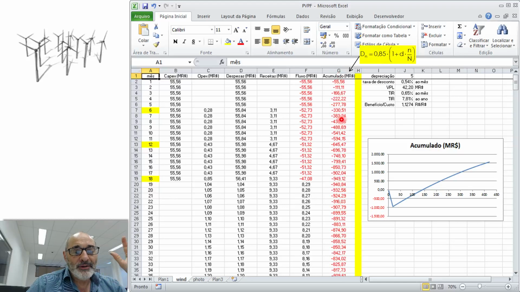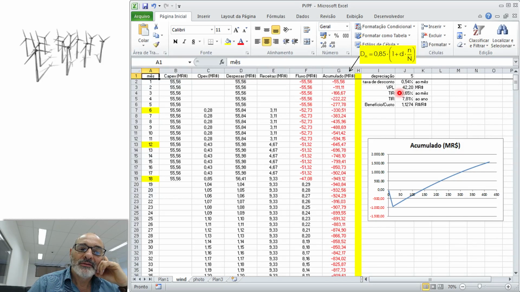Well, so after constructing your cash flow, you're going to calculate all those econometric parameters. So we fixed a reference rate or a discount rate, 0.55 a month, and the net present value is 42 million reais. The internal return rate is 0.5 a month or 7.8 a year. And the relation between benefit and cost is 1.12, almost 1.13.